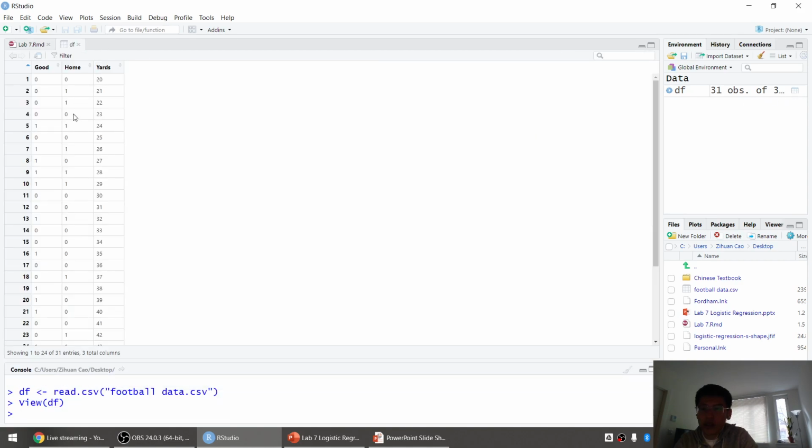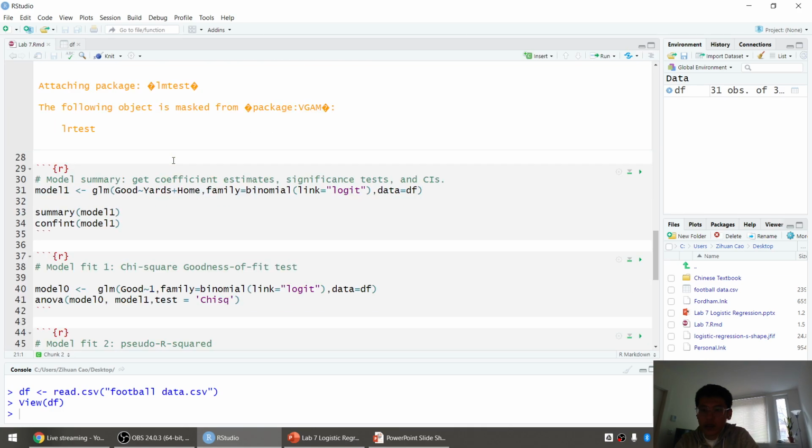In our data set, as you can see, we have three variables. The first one is good or failed, this is the home team or away team, and this is the yards. So first, we are going to generate a generalized linear model, which is our logistic regression, the logit model here.